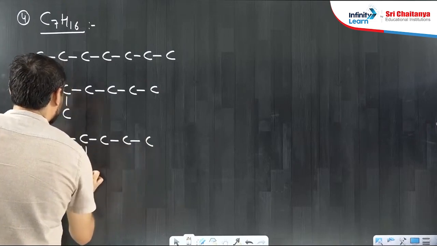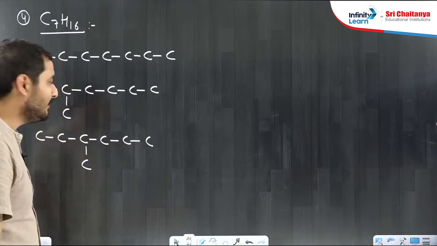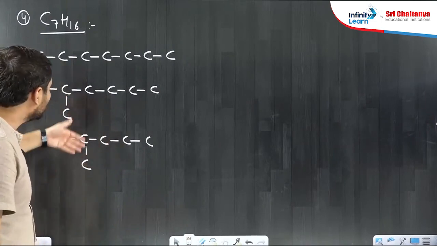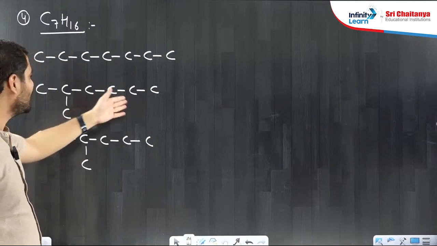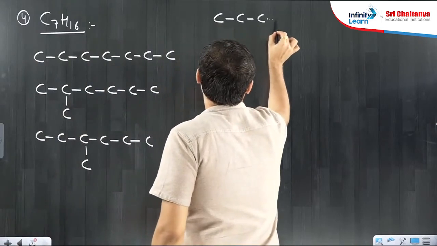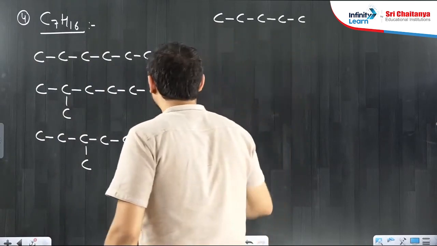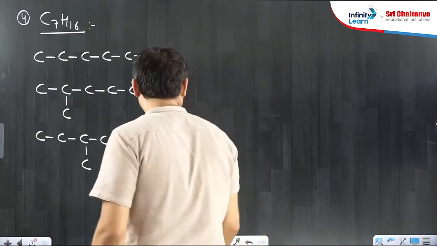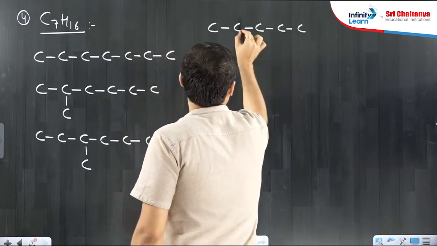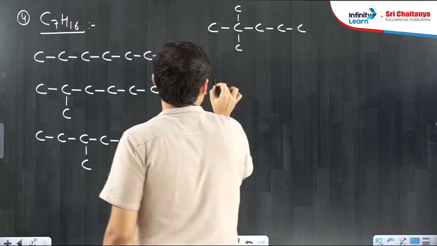5, 6. Methyl branching at which position? Third position. Now if you move to next carbon, this is also third. So only these two are possible in 6 parent chain, 1 methyl branching. Next we will take 5 carbon atoms in straight chain, and how many methyl branching? 2 methyl branching. So both methyl are present at second position.